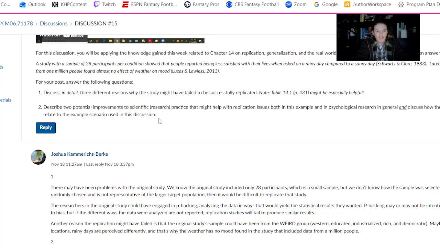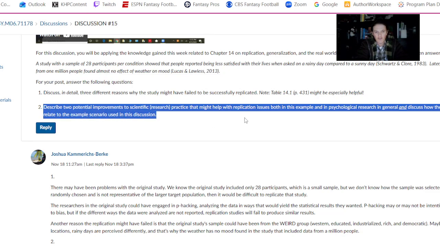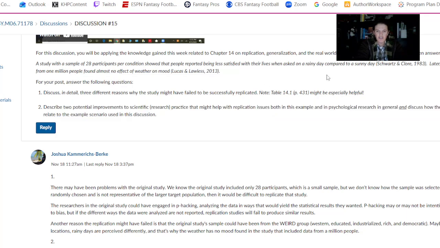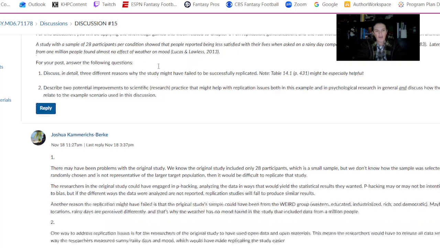Then describe 2 potential improvements to scientific research or practice that might help with replication issues, both in this example and in psychological research in general. And discuss how these improvements would potentially relate to this little example that's up here for the discussion. When you're ready, you'll hit reply and you can answer everything down here.